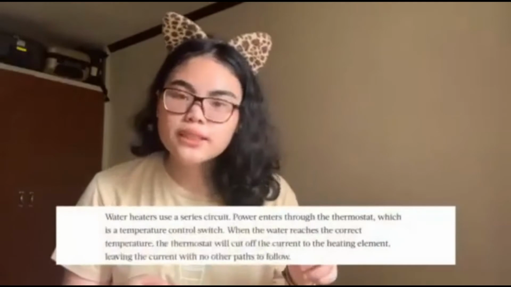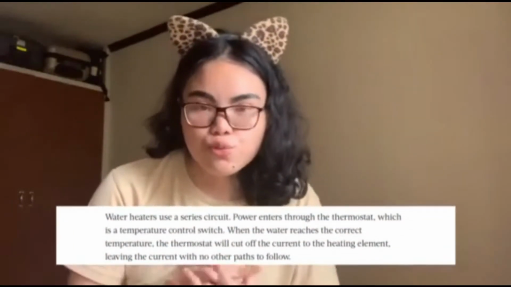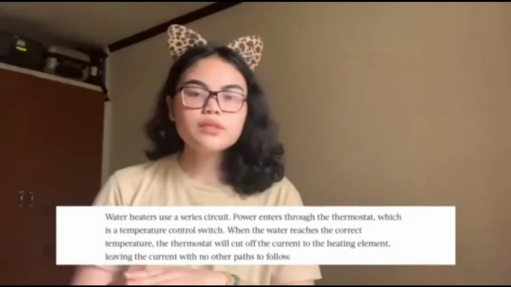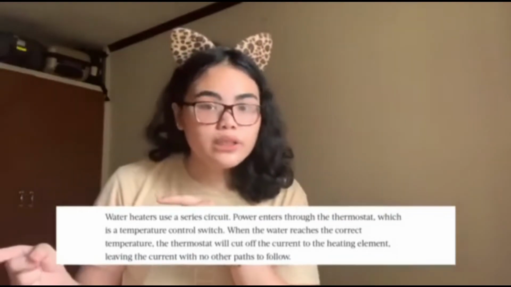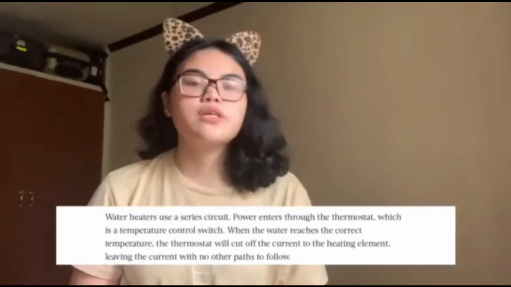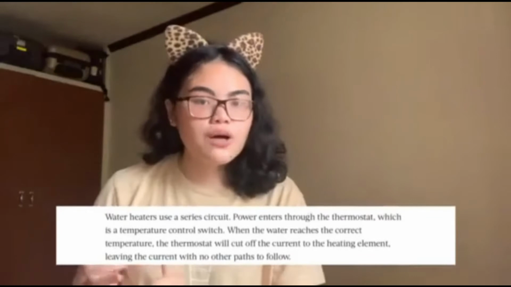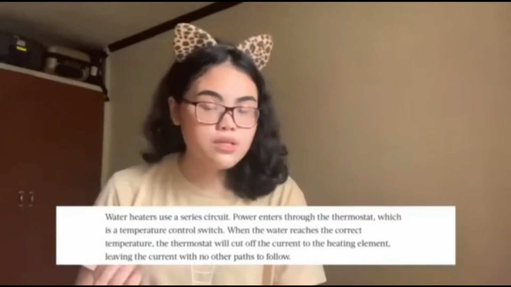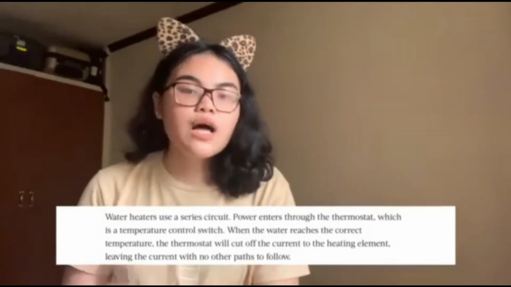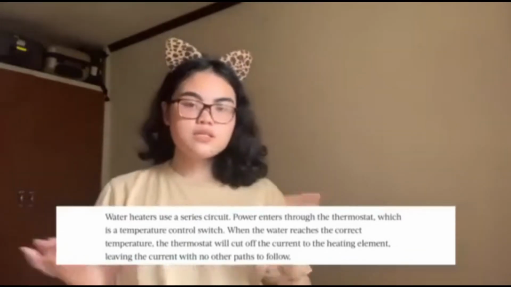So, the power enters the thermostat, which is a temperature control switch, and then when the water inside the water heater reaches the correct temperature, the thermostat or the temperature control switch will automatically cut off the current to the heating element. So that will leave the current with no other paths to follow. So that's why it is a series circuit.